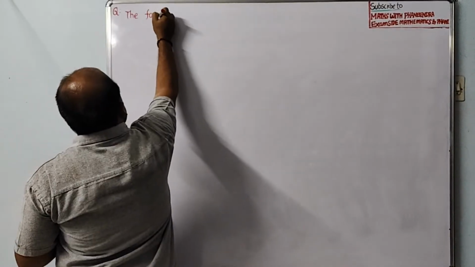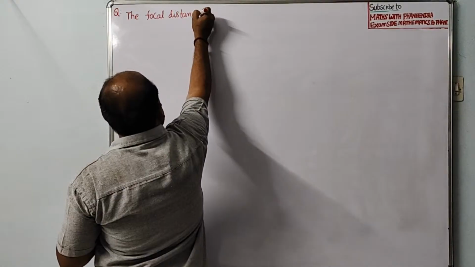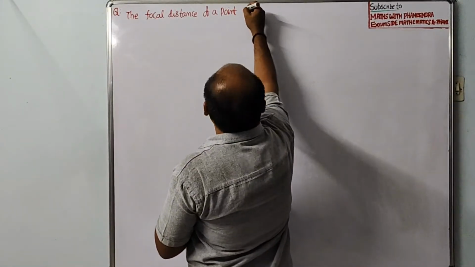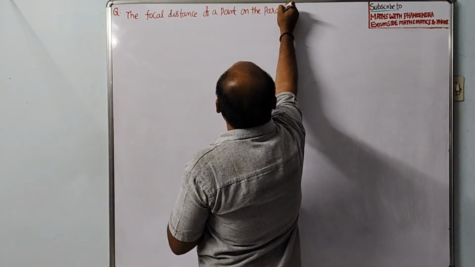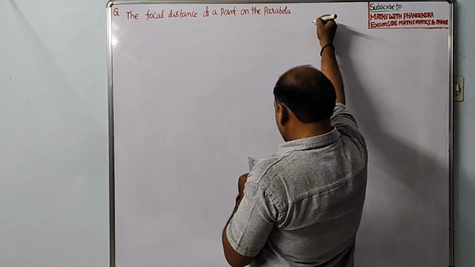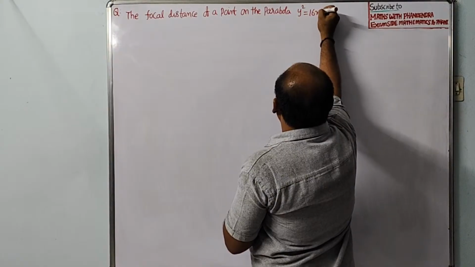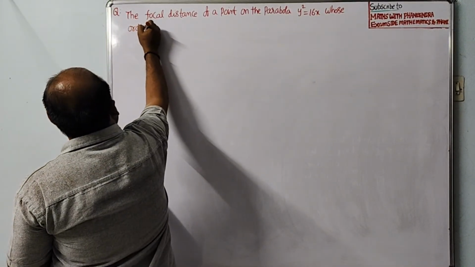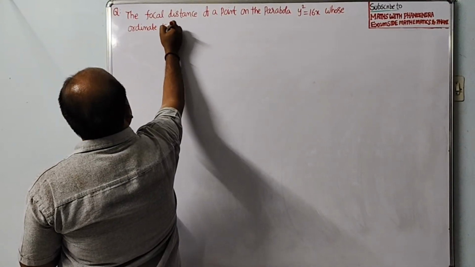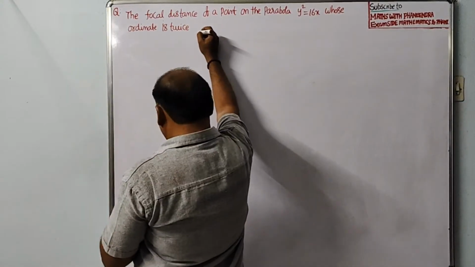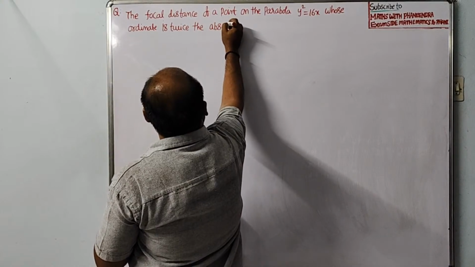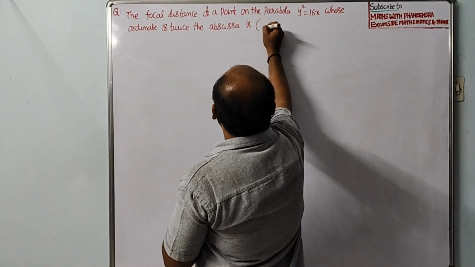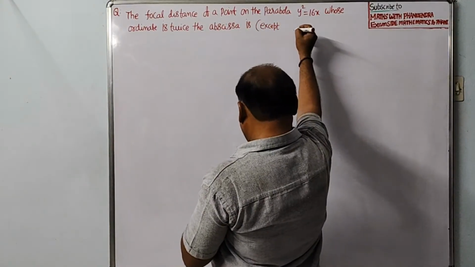The focal distance of a point on the parabola y square is equal to 16x, whose ordinate is twice the abscissa, is... except the vertex of the parabola.